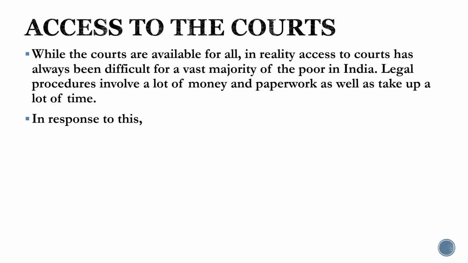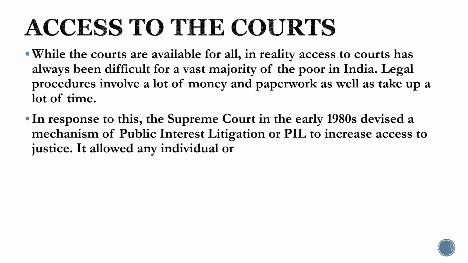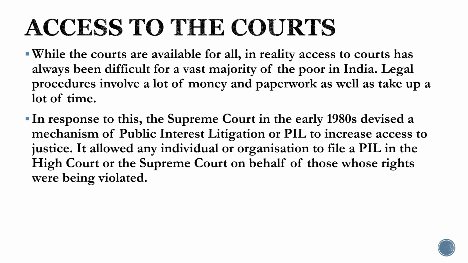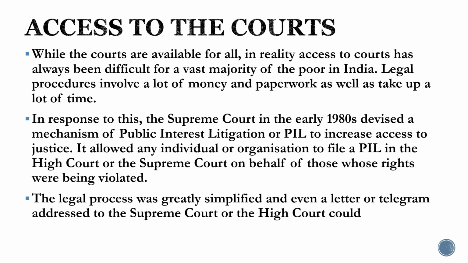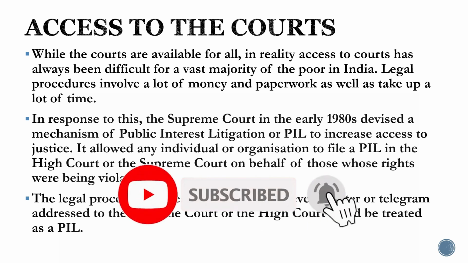In response to this, the Supreme Court in the early 1980s devised a mechanism of public interest litigation, or PIL, to increase access to justice. It allowed an individual or organization to file a PIL in the High Court or the Supreme Court on behalf of those whose rights were being violated. The legal process was greatly simplified and even a letter or telegram addressed to the Supreme Court or the High Court could be treated as a PIL.